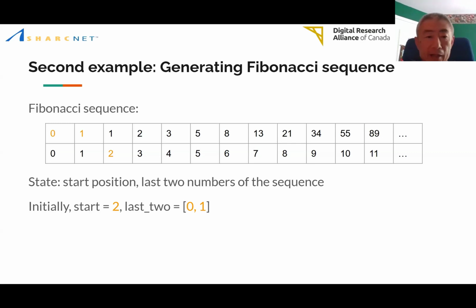So this example is how to generate a Fibonacci sequence. The Fibonacci sequence is like this. You start with a 0 and a 1, and then the next number is the summation of the previous two. So 0 plus 1 is 1, then 1 plus 1 is 2, and 1 plus 2 is 3, and 2 plus 3 is 5, and so on and so forth. You get your numbers. So the first row is the Fibonacci sequence that I'm going to generate.